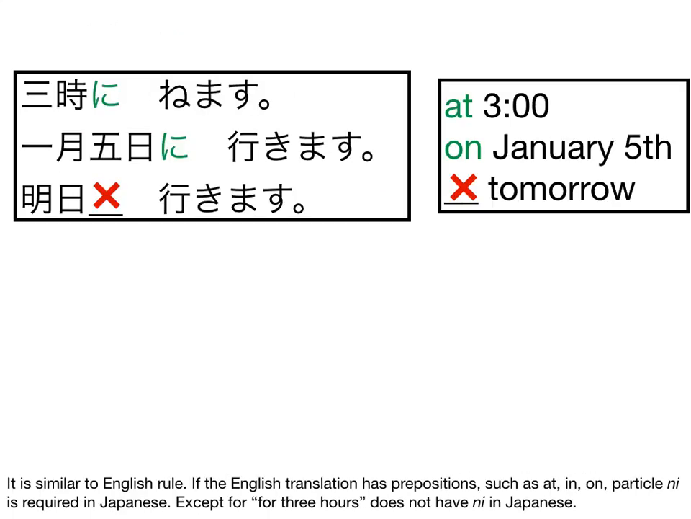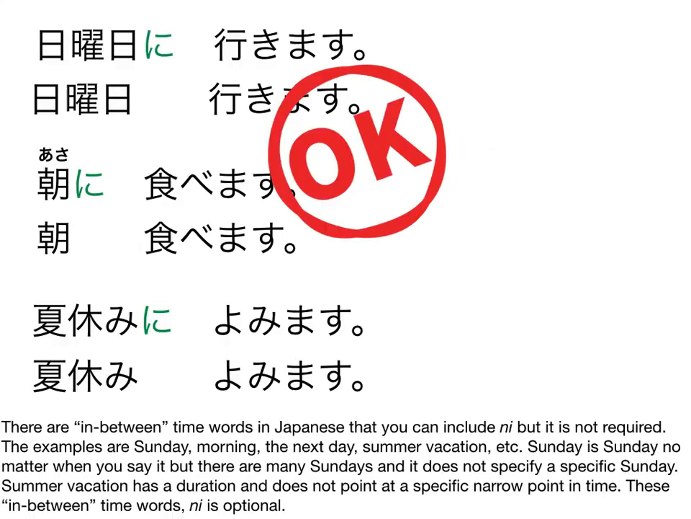It is similar to the English rule. If the English translation has prepositions such as at, in, on, particle に is required in Japanese. Except for 'for 3 days', which does not have に in Japanese. There are in-between time words in Japanese that you can include に with, but it is not required. For example, Sundays, Monday, morning, the next day, summer vacation, etc.